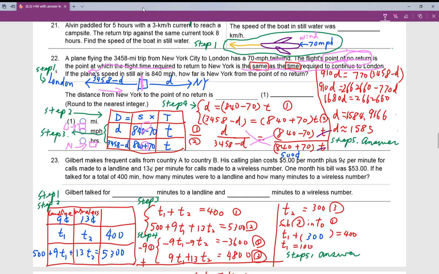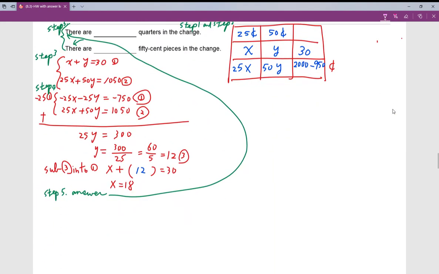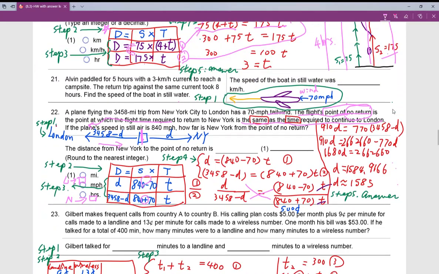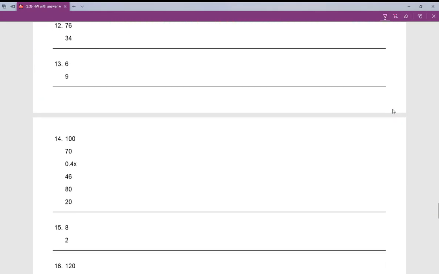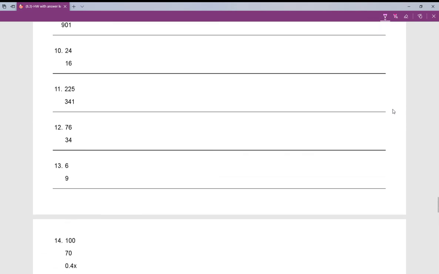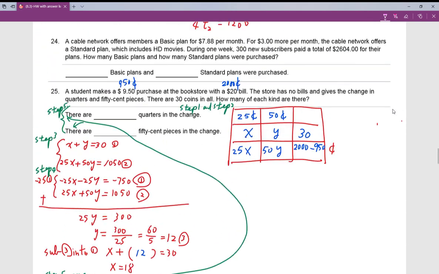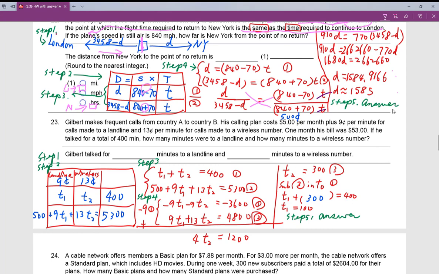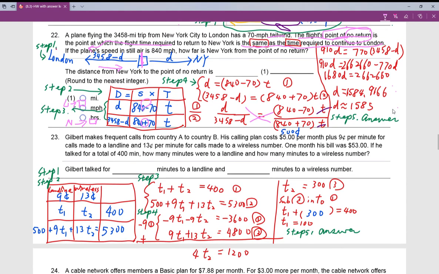Let me see if my answer is right or wrong. New York to London, London to New York. I probably made something up, but that's fine. Let me see. Number 22. What's the answer? 1585. Oh, I did it right. 1585. So I did it right. Okay.